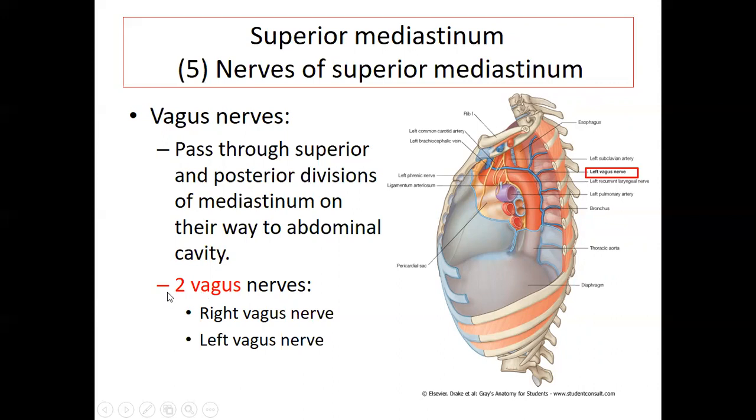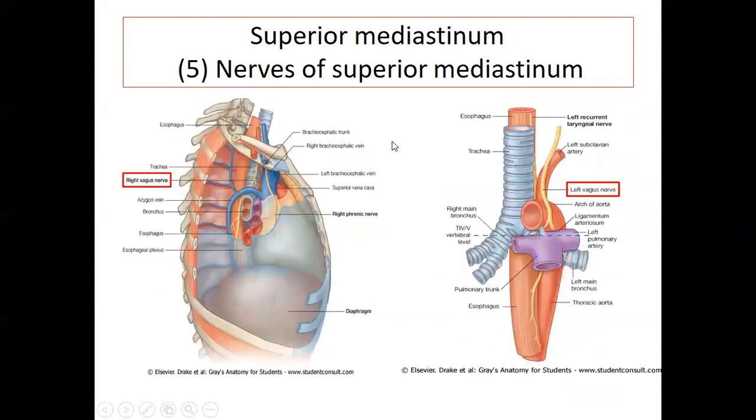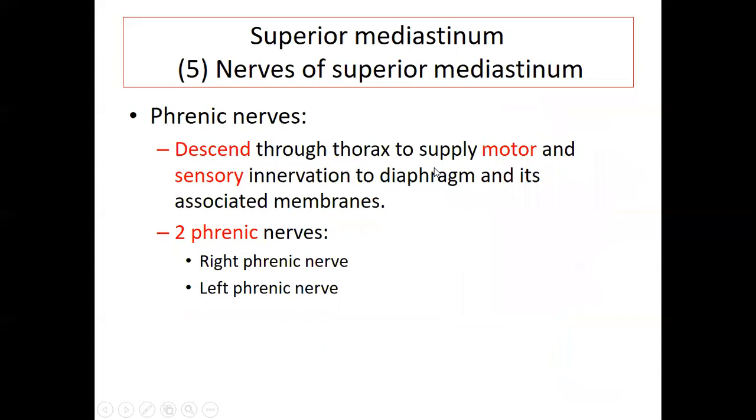We have two vagus nerves, the right vagus nerve and the left vagus nerve. So this picture shows you the left vagus nerve, and this other picture just shows you the right vagus nerve. So you can see here, this is the left vagus nerve. Okay, the other nerve that is also present in the superior mediastinum is the phrenic nerve.